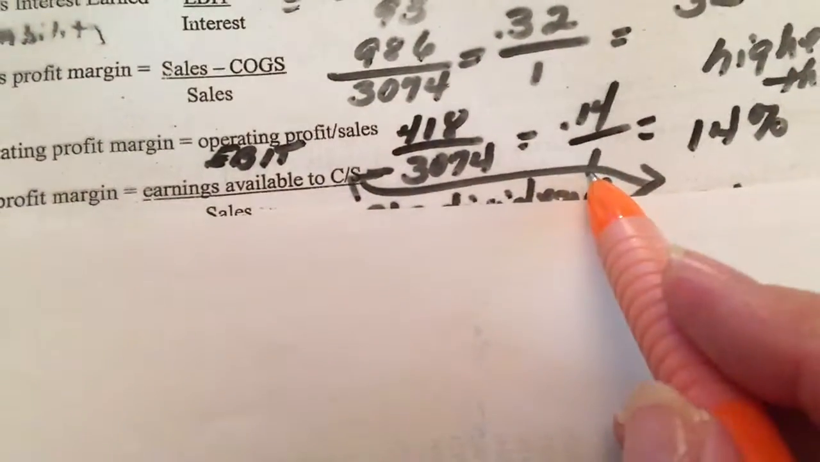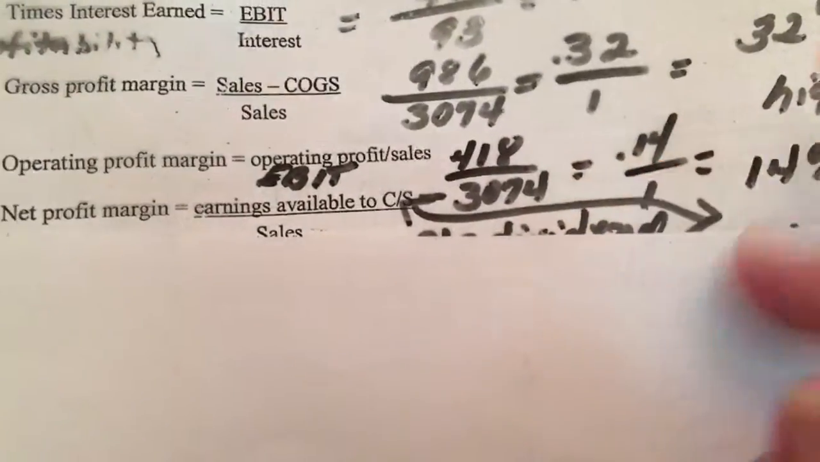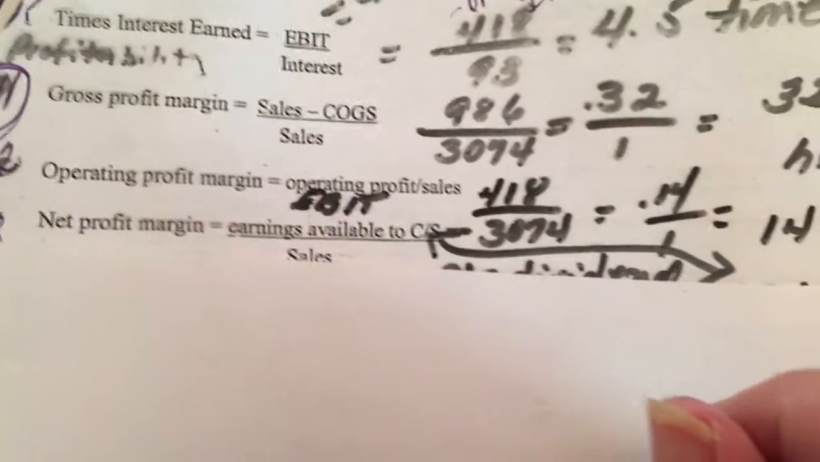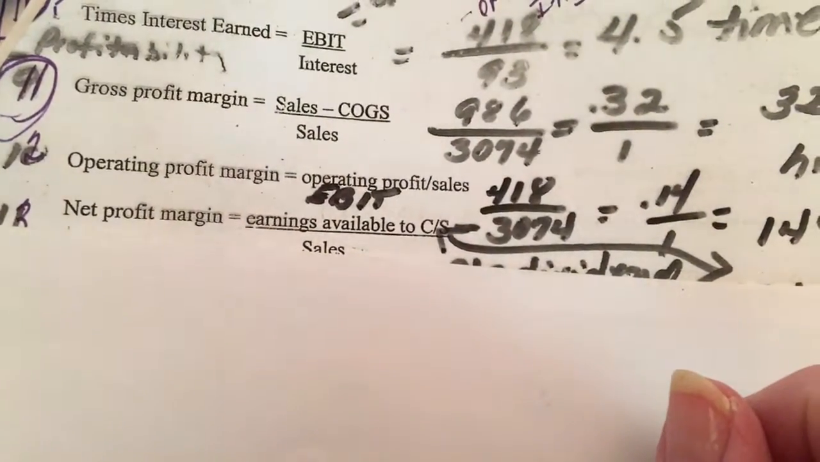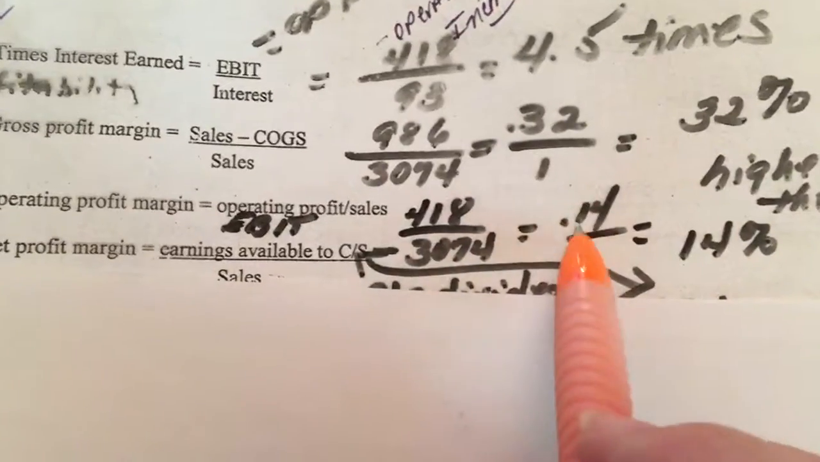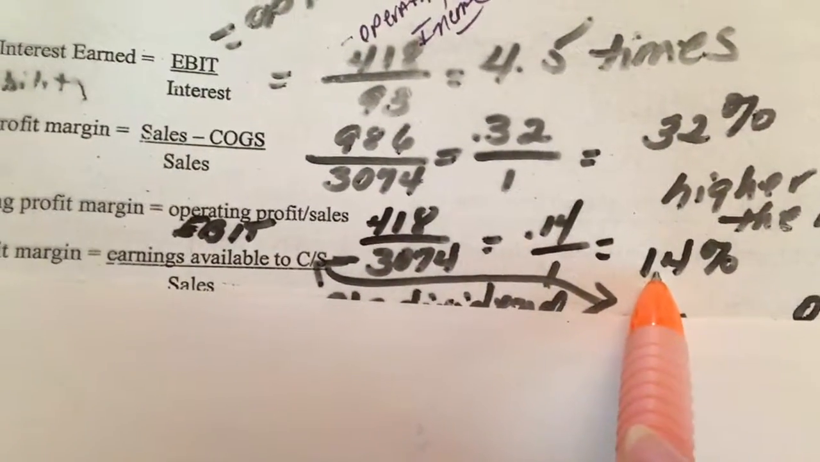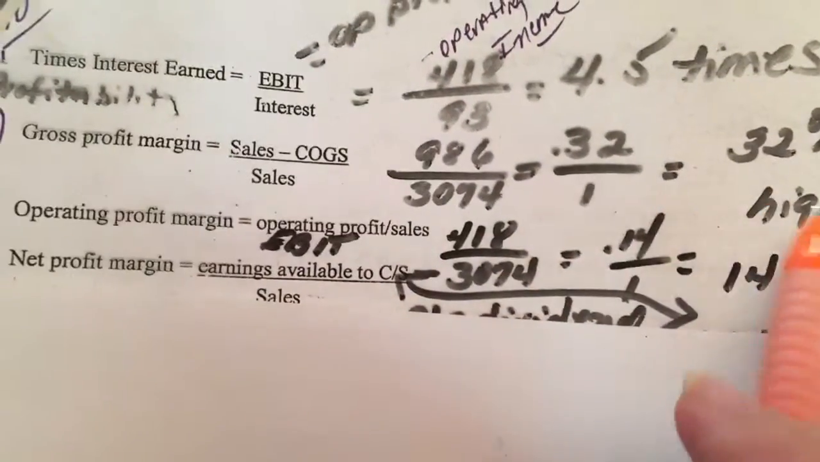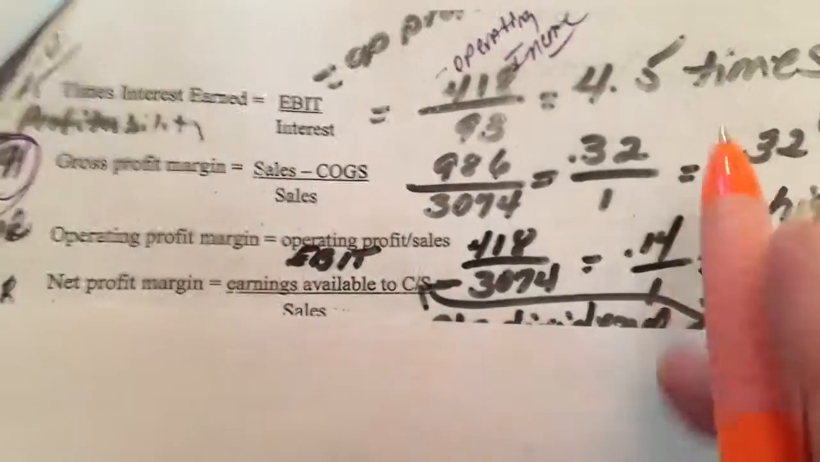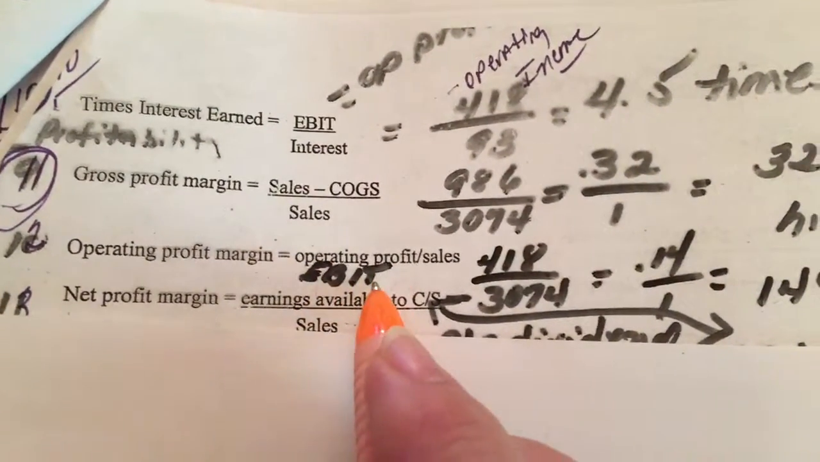That means that for every $1 of sales, we have about 14 cents in profit after we've paid most of our expenses. That doesn't sound like much, but when you multiply that times numerous volumes of sales, it adds up. So it could also be expressed as a percentage. 14% of sales represents your operating profit or your earnings before interest and taxes. Now listen to that, earnings before interest and taxes.